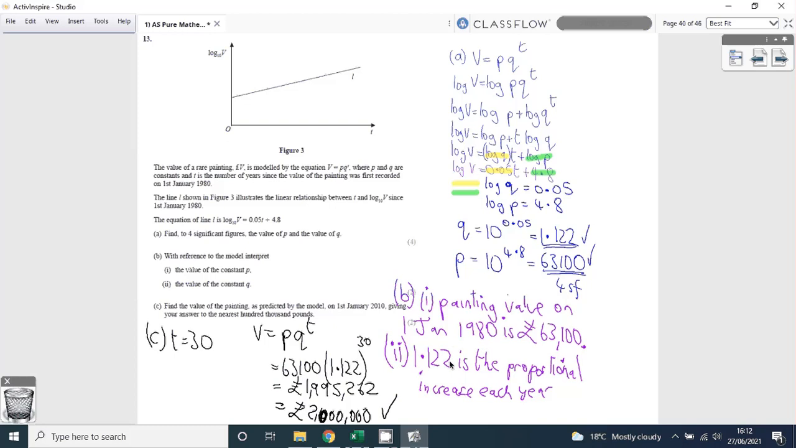And the 1.122, which is our Q, is the M. It's our M, and that's the gradient. So that's our proportional increase each year.